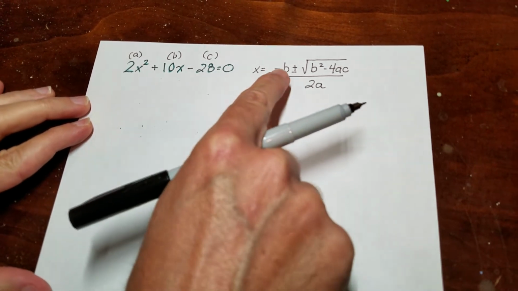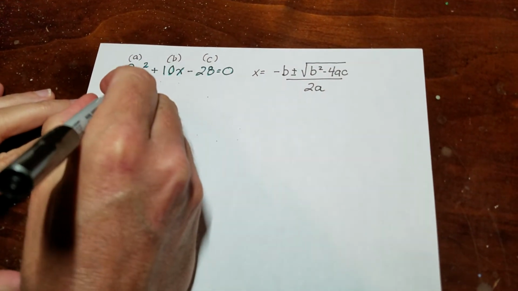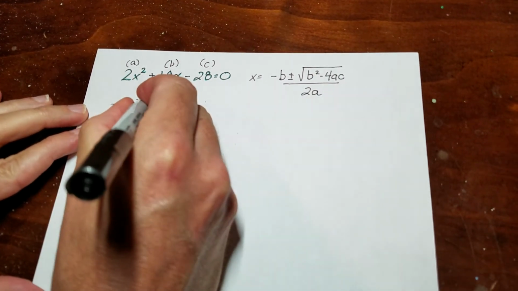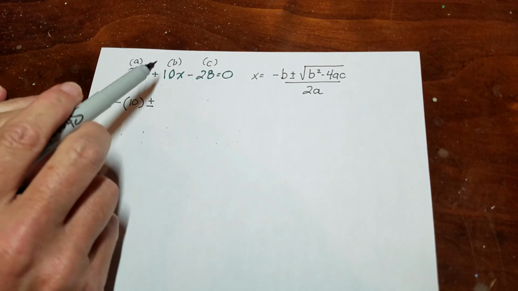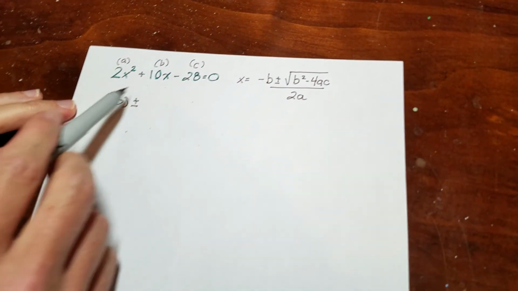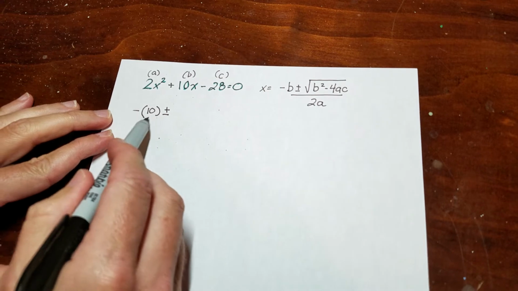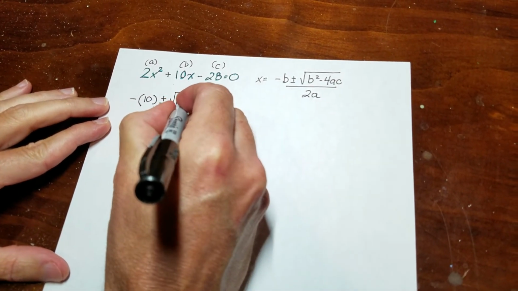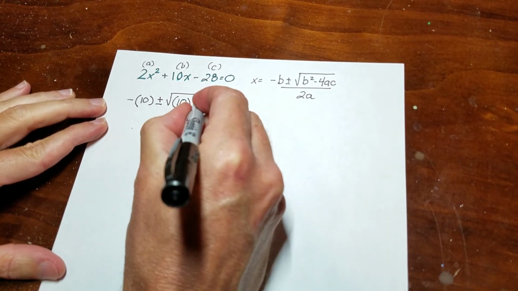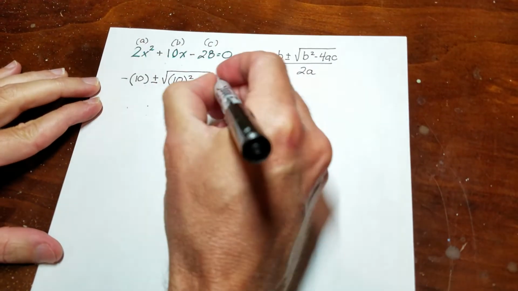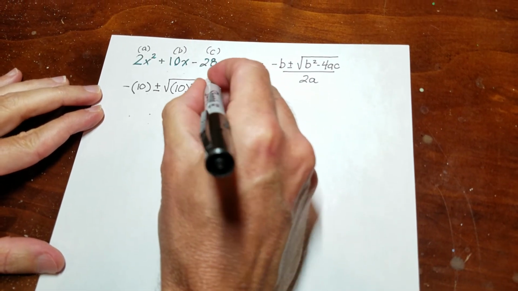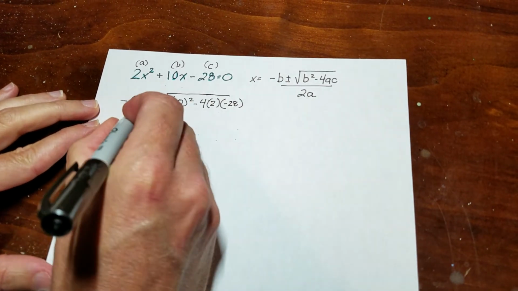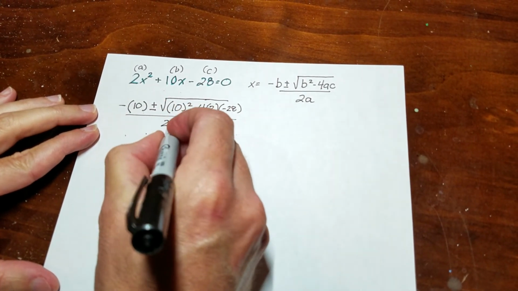Now, the first thing is, when I fill in minus b, I always put it in parentheses. It might seem like an unnecessary step, but a lot of times the b term is negative, and I see a lot of mistakes out there because it's a negative negative, which means it turns positive. So do yourself a favor and put things in parentheses when you plug them into equations. So that's squared minus 4a, which is 2, c, which is minus 28, and then 2 times 2.